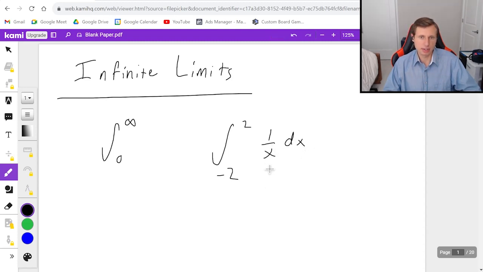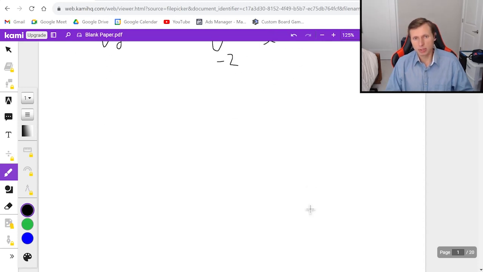Like if you think of this function, 1 over x, it's got a vertical asymptote at 0. You can't take the integral from -2 to 2, not without using the strategy of infinite limits. So that's what we're going to be doing today. Let's get started with our first example.